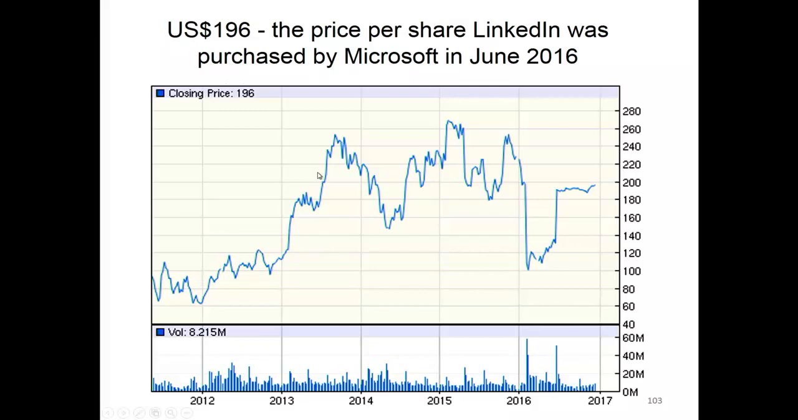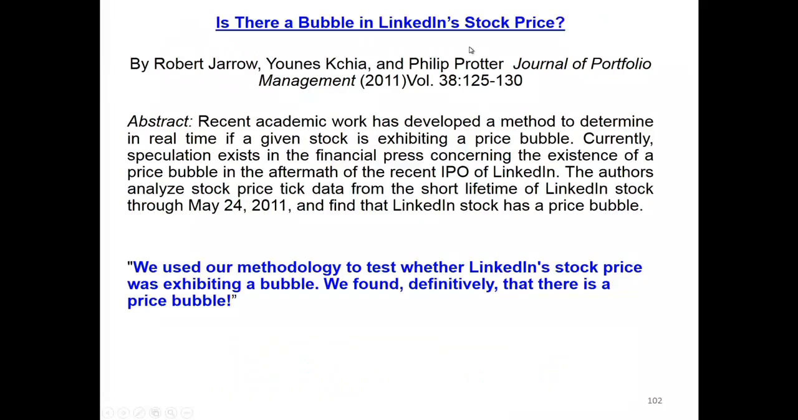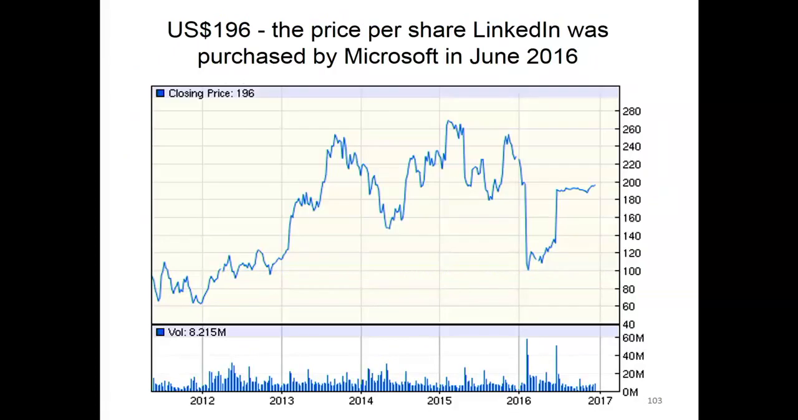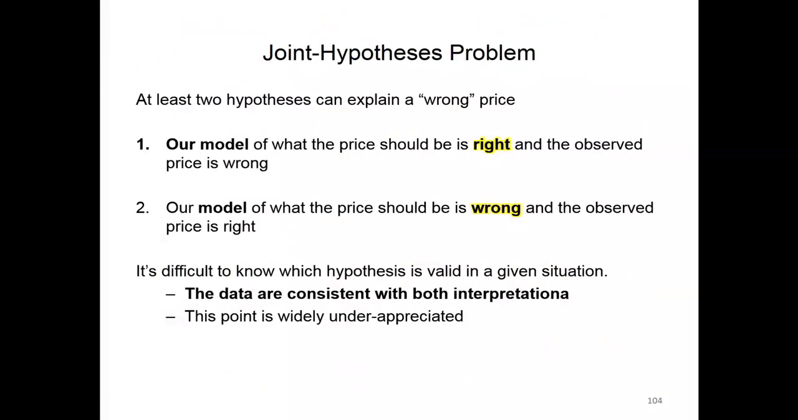It crashed all the way to 196. And then it was bought out by Microsoft. This was definitely a bubble. Really? You can't tell a bubble. So, if the smartest people can't tell there's a bubble, even though they think they definitely found a bubble, it's very difficult for other people to work it out.